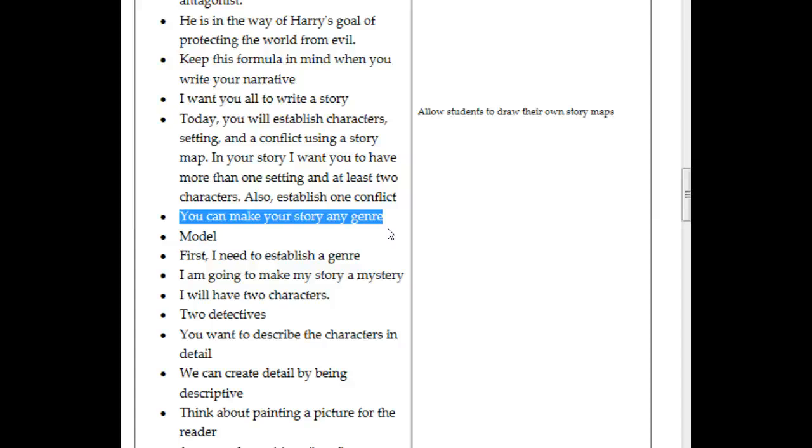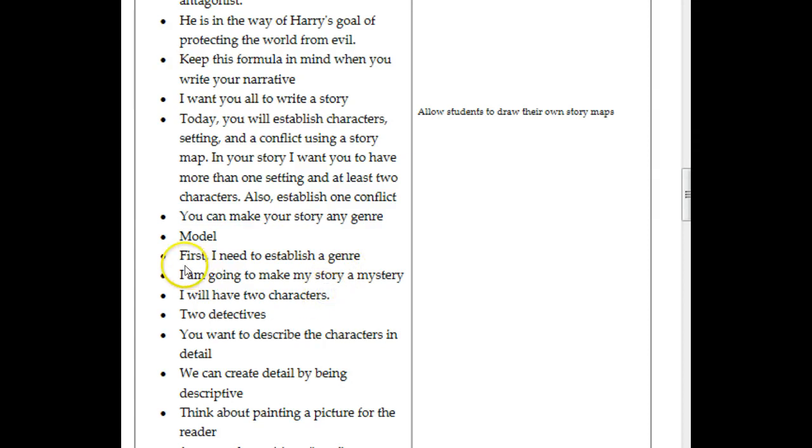We don't usually have a washed up cop in a fairy tale, okay? Like those washed up cops end up in mystery stories, okay? We usually don't have a psychotic killer in fairy tales. Those end up in mystery genres. So really discussing genre in and of itself is an entire mini lesson, okay?